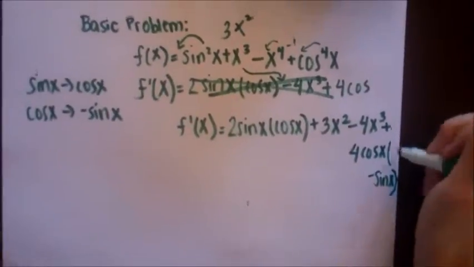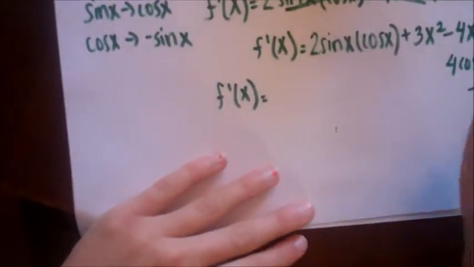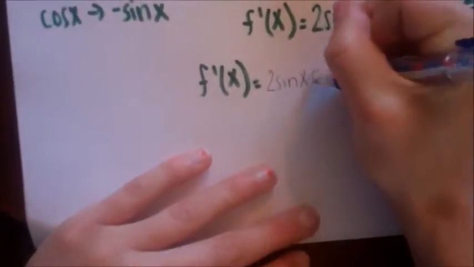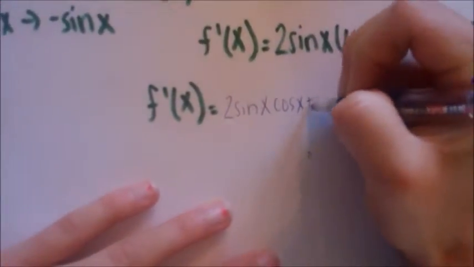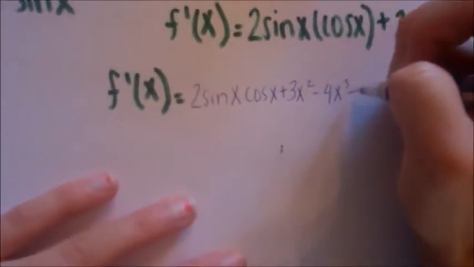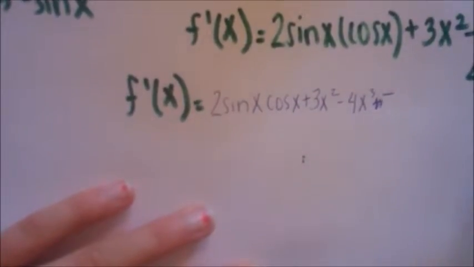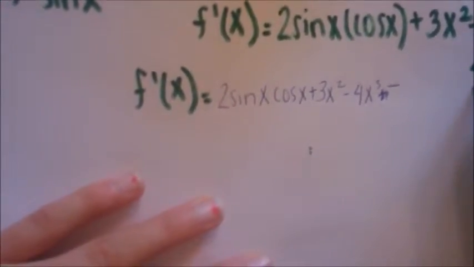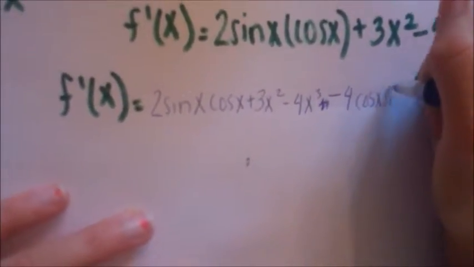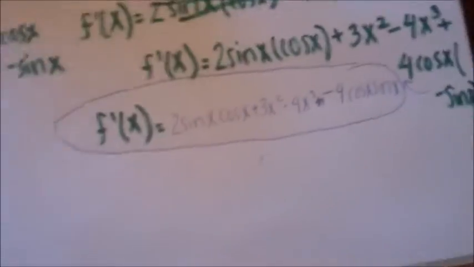negative sine x. So we have our final product. Just to simplify it, it would be 2 sine x cosine x plus 3x squared minus 4x cubed plus, it's going to be a minus because the sign is negative, so put the negative in front, negative 4 cosine x sine x, and that is your final product.